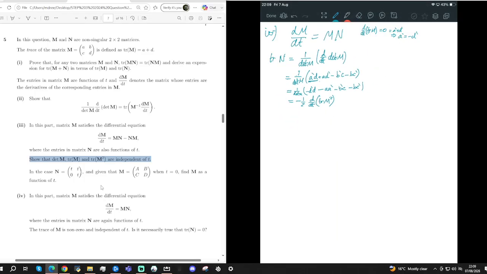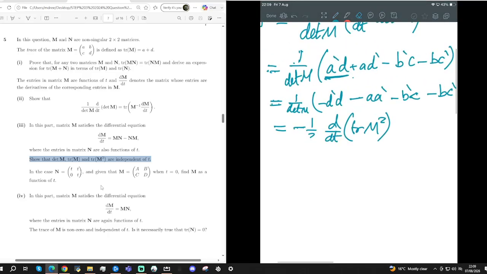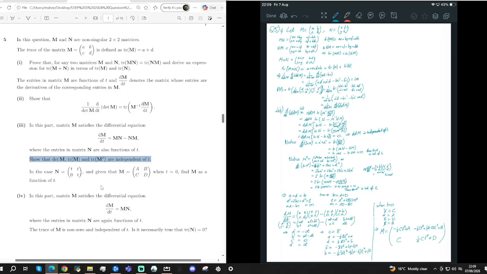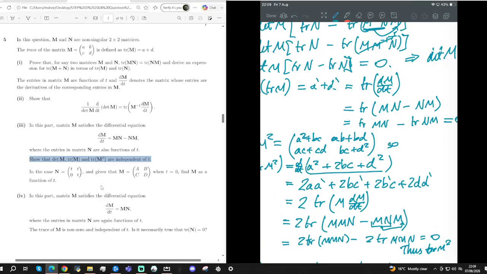How is that going to be useful? I've still got this 1 over det m actually. This is negative 1 over 2 det m. So now we've converted the question into: the trace of n is going to be equal to 0 if the trace of m squared is independent of time. The trace of m was equal to 0, but what about m squared? Now the trace of m squared is this thing here.